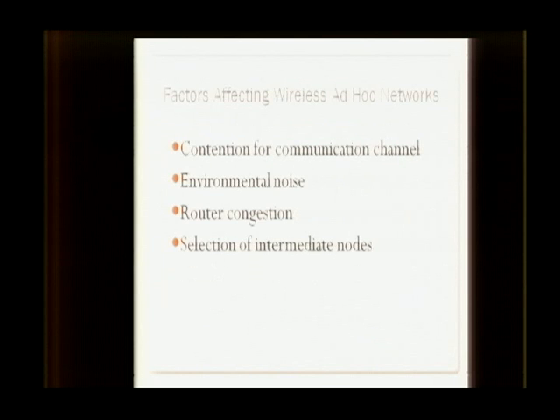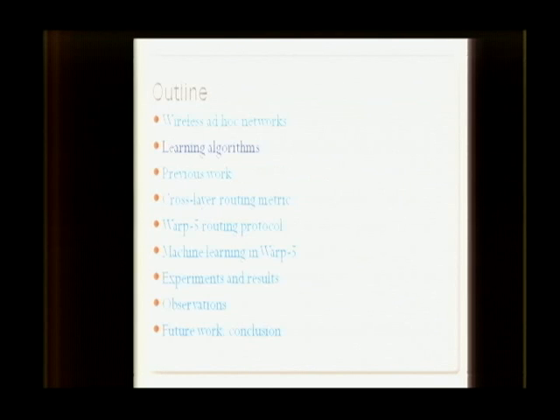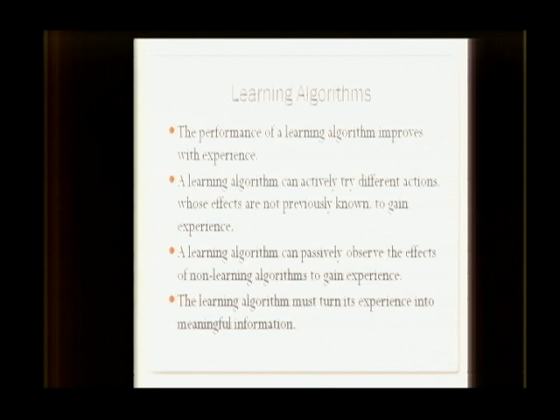Various factors affect wireless ad hoc networks. We have the contention for the communication channel. We have the environmental noise, which can corrupt packets. We have router congestion, just trying to move the packets through the routers, and of course the selection of intermediate nodes. I've got the outline. We're going to look at learning algorithms now.